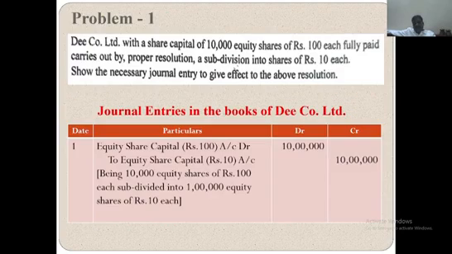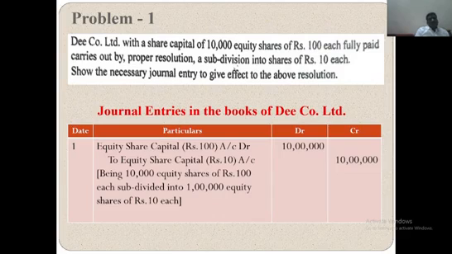The next: D Company Limited, with a share capital of 10,000 equity shares of rupees 100 each fully paid, by proper resolution carries out a subdivision into shares of rupees 10 each. Give the necessary journal entry to give effect to the above transaction. Equity share capital account debit. Journal entry in the books of D Company Limited. What is the journal entry?